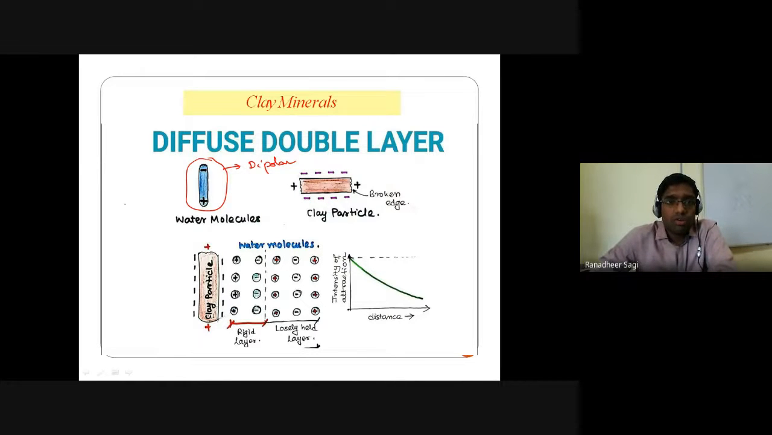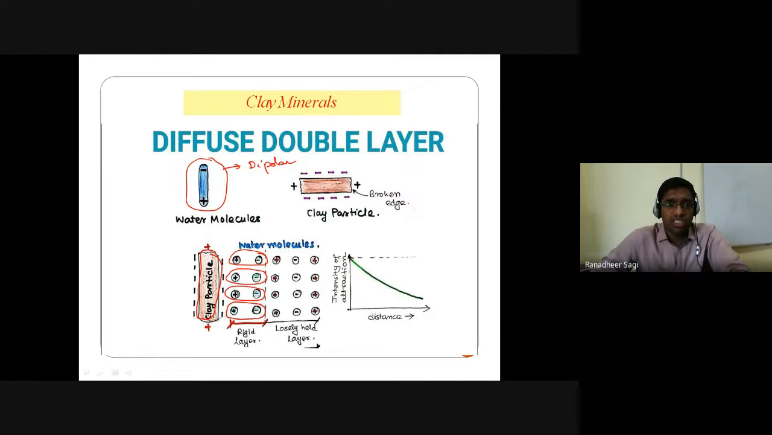So whenever you have what is called a clay particle, this is my clay particle, that we are looking at. As the surface of the clay particle carries a net negative charge, the positive ions of the water molecule get attracted towards the negative surface of your clay particle, and because of which you are going to see that water particles are getting attracted towards the surface of the clay particle.